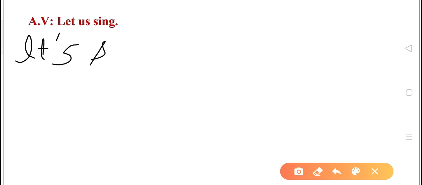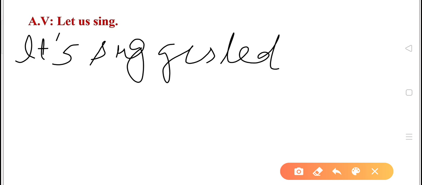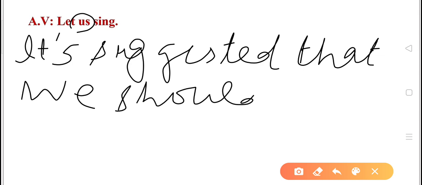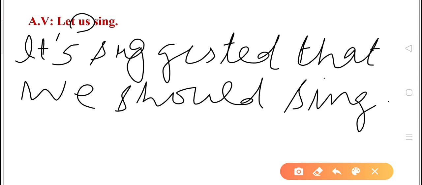It's suggested, then suggested and proposed are followed by that. That is followed by we. Now we'll change us into we. We, it is suggested that we, and we need to be followed by should. So that we should, and first form of the verb, that is sing.